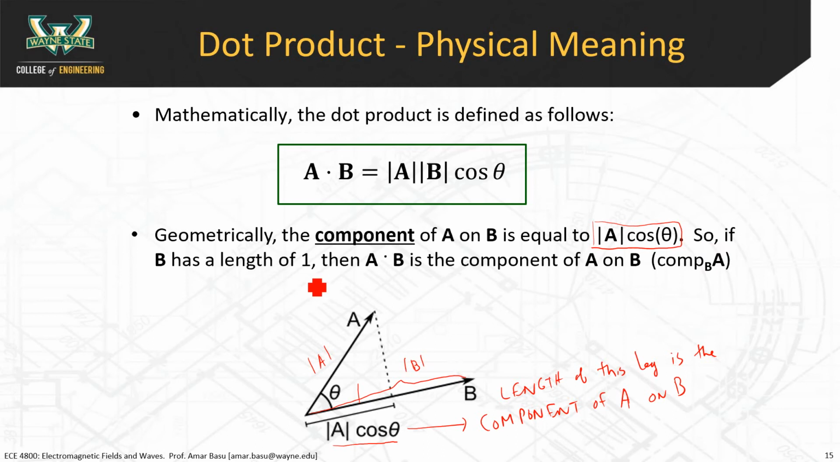If B happens to have a length of 1, then A dot B is the component of A on B. The way we denote that is a little bit confusing, so let me explain this. The component of A on B is denoted with the component symbol, with your A here and your B as a subscript. So the way it actually reads is the component on B of A. It's a little bit confusing, but just so you know, this is the component of A on B. And if B happens to have a magnitude of 1, then this is going to be equal to the dot product A dot B.